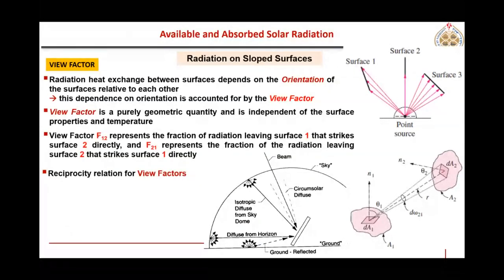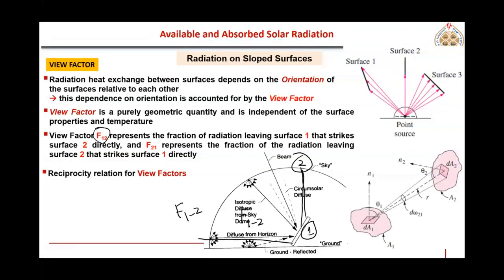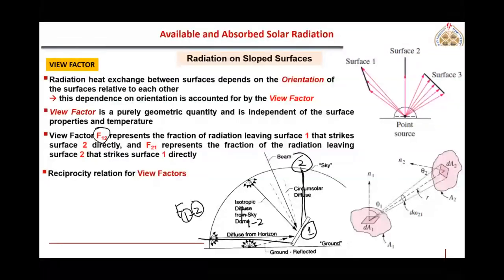So as I explained, we can define view factor between any two surfaces. If this is surface 1, this is surface 2. Okay. So F1 to 2 represents the amount of radiation which is leaving 1 and reaching 2. This is called F1 to 2, which is leaving surface 1 and reaching surface 2. That is called view factor from 1 to 2.